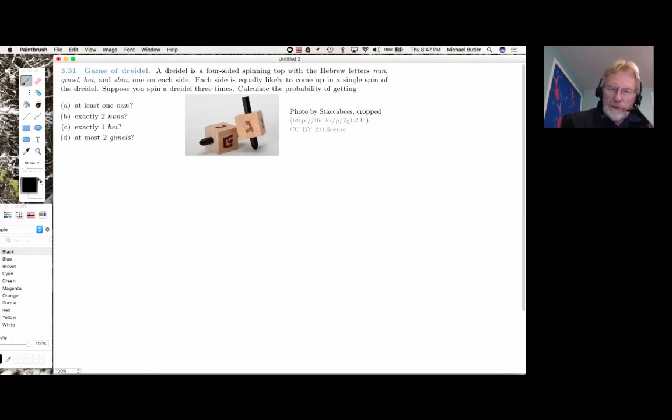But one thing to notice is that in all cases here, our binomial model is going to be, the probability of success here is going to be equal to 0.25 because there are four sides. So the probability of seeing a nun, a hey, or a gimel is all going to be 0.25. And they told us, back up here in the problem, exactly that. They said each side was equally likely to come about. So that means that 0.25, or a quarter of the time, is what's going to be equal to our probability of success, or our p, okay?